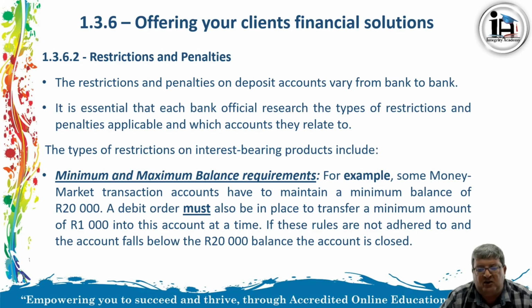For example, some money market transaction accounts have to maintain a minimum balance of 20,000 Rand. A debit order must also be in place to transfer a minimum amount of 1,000 Rand into this account at a time. So, for instance, 1,000 Rand every month on the 25th or 26th or 31st or whatever the case might be. If these rules are not adhered to and the account falls below 20,000 balance, the account will be closed.